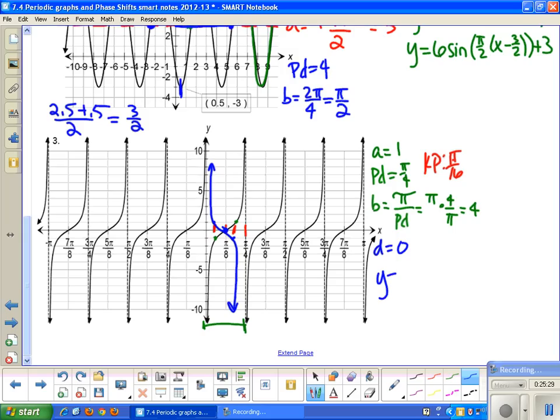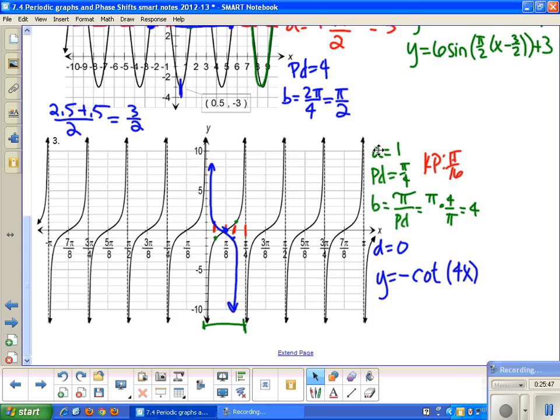I would just have a reflection. So y equals negative cotangent of my b value, which is 4 times x, and there is no vertical shift. So that would give me my cotangent graph.